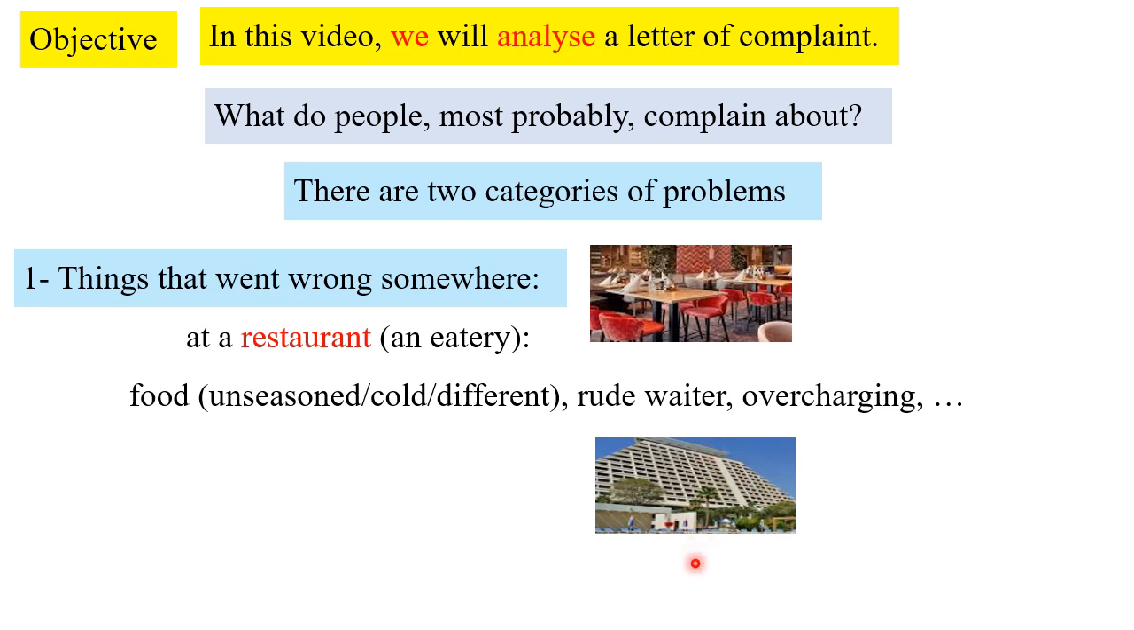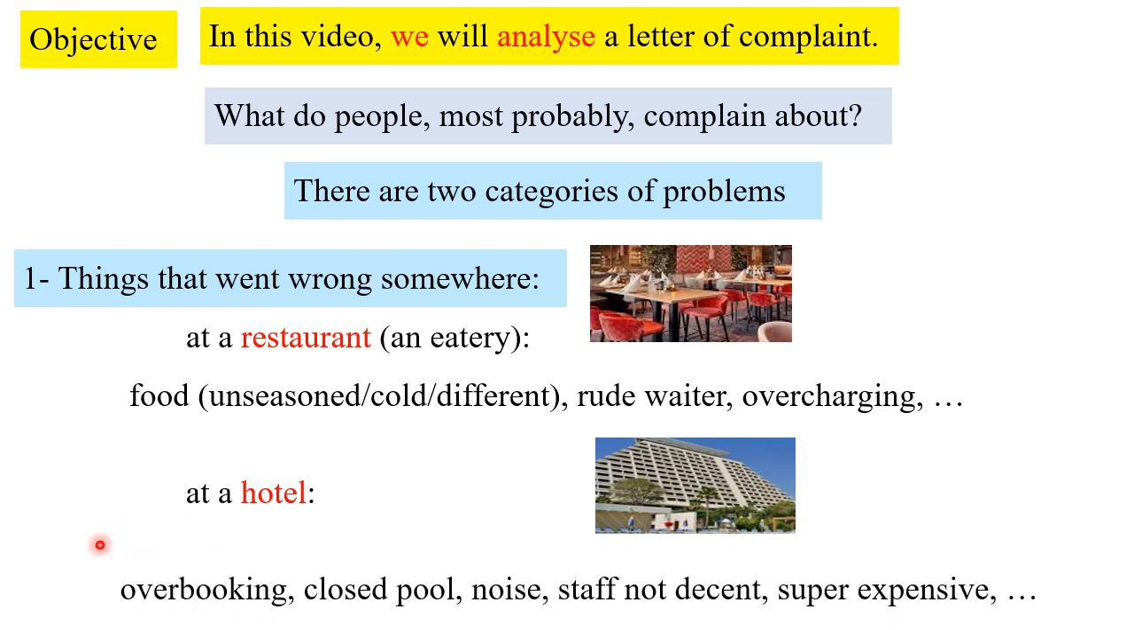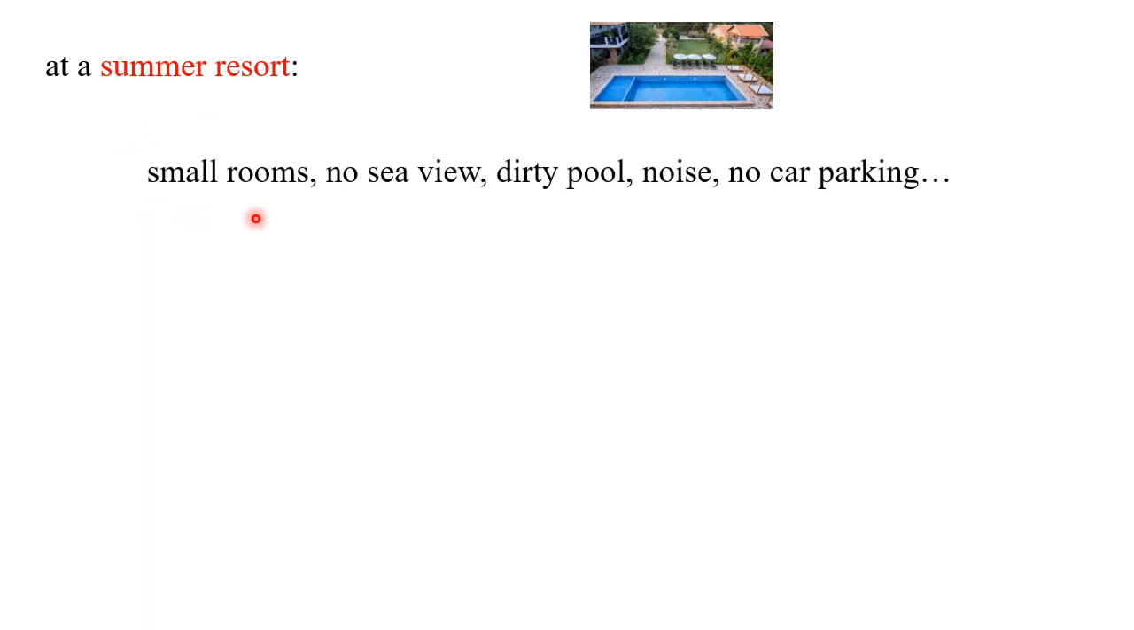Another place like this one, what is it? A hotel, that's right. Common problems and complaints at hotels: overbooking, closed pool, noise, staff not decent, super expensive. Let's take another place. What do you think of this place? Yes, it's a summer resort. Common problems: small rooms, no sea view, the pool is dirty, there is noise, no car parking.